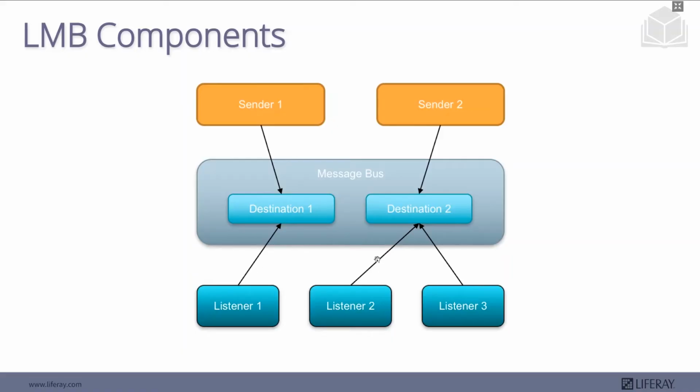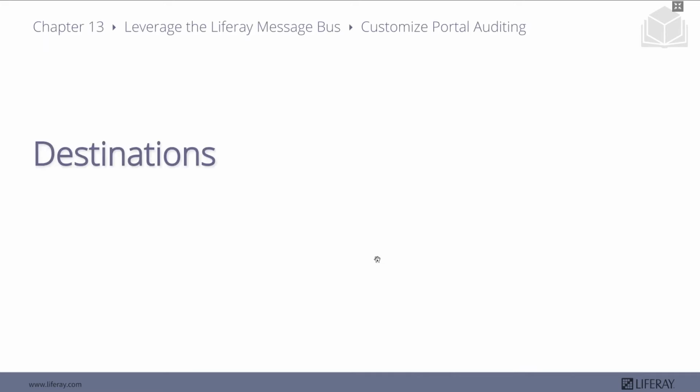So visual diagram here, we can have one specific destination. We can have one sender and one listener per destination. We can also have a sender and multiple listeners, or we can have multiple senders, multiple listeners, any sort of combination of those.